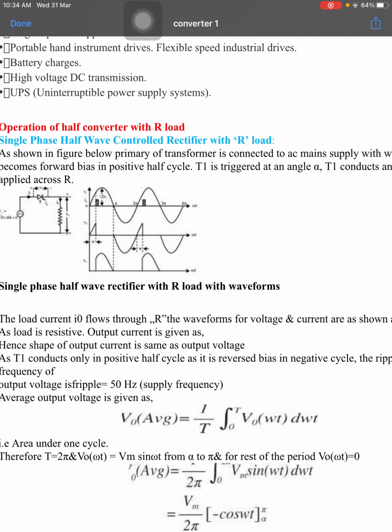For example, if I am taking alpha is equal to 60, 0 to 60 is the off position, and 60 to pi by 2 should be the turn-on condition. It means in the positive half cycle, the thyristor should be in turn-on condition. In the negative half cycle, the thyristor current should be 0. See the first diagram and the third diagram. In the negative half cycle, the thyristor is 0, because of the short circuit. This is the condition we are taking.